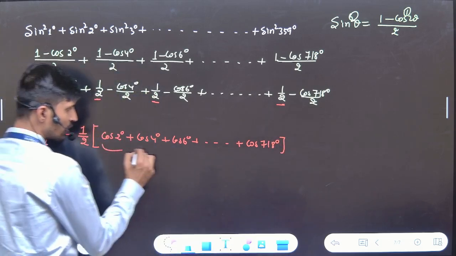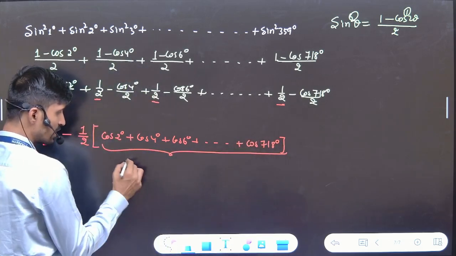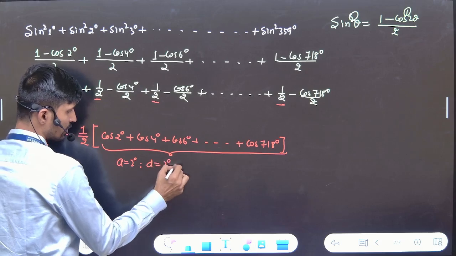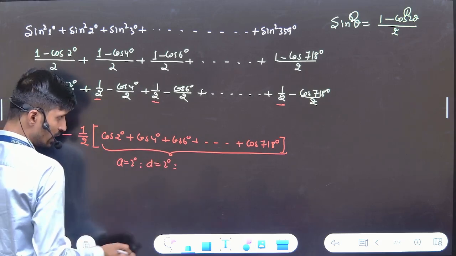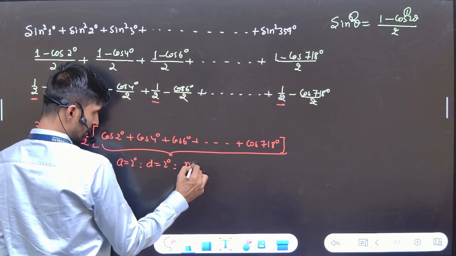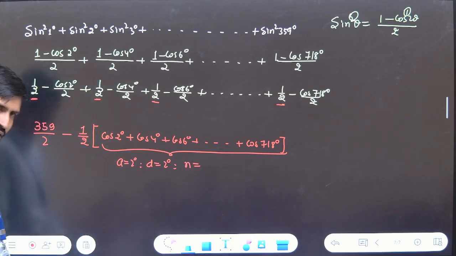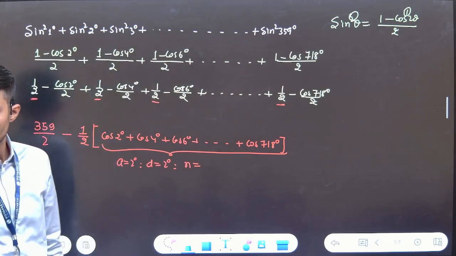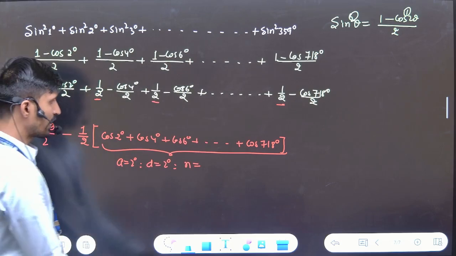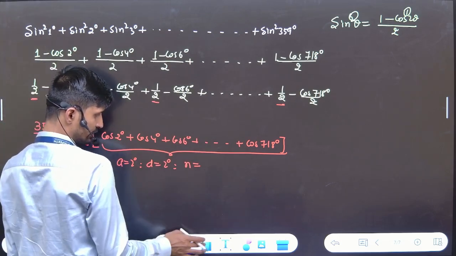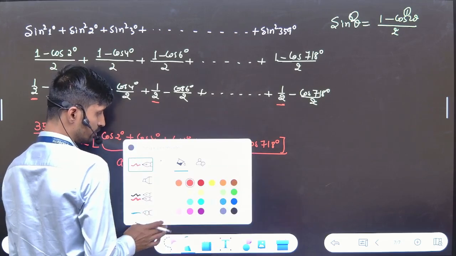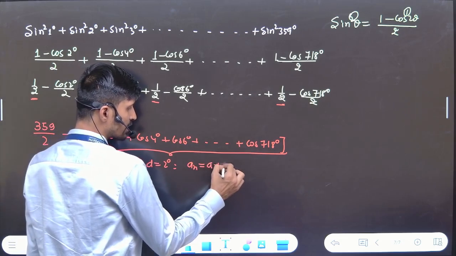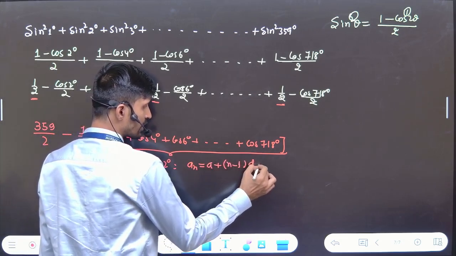Now this is in AP or not? What is A? 2 degree. What is D? 2 degree. Okay. Now N, 359. From here only we can see 359 terms are there. Or you can write N formula. Go with N formula, maybe if you forget. AN is equal to A plus N minus 1 into D.